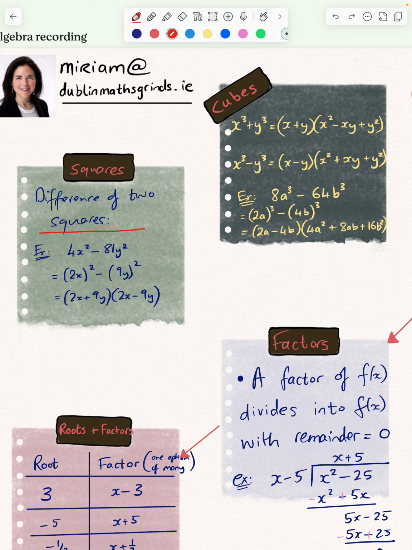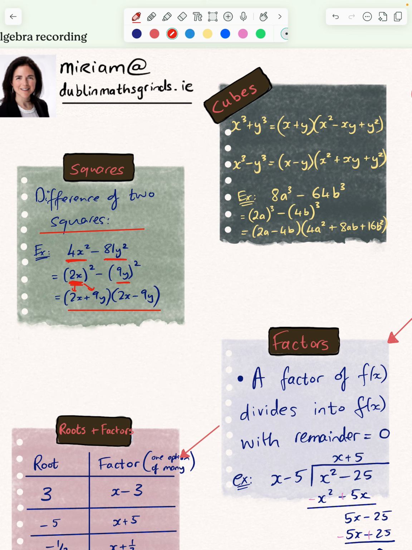You know this from junior cert, but one thing to watch out for is that 4x squared minus 81y squared is not 4x minus 81y times 4x plus 81y. You have to recognize 4x squared as 2x all squared minus 9y all squared, and then it's the first plus the second times the first minus the second. So just watch out for that.